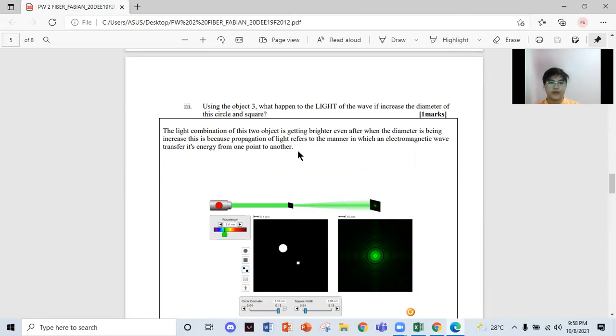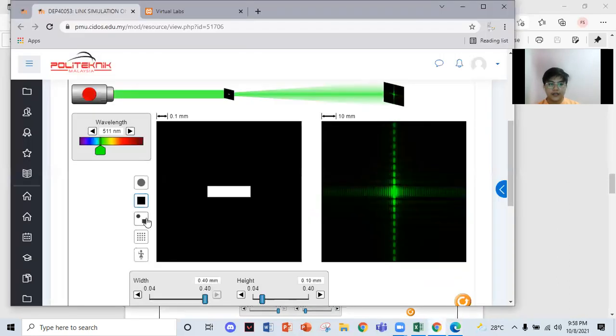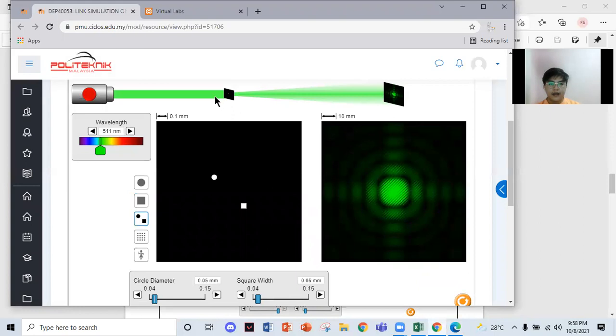This is because propagation of light refers to the manner in which an electromagnetic wave transfers its energy from one point to another point. So this is what I meant earlier: the reflection produced from one point to another is influenced by the electromagnetic field. This is its shape before we increase the diameter.